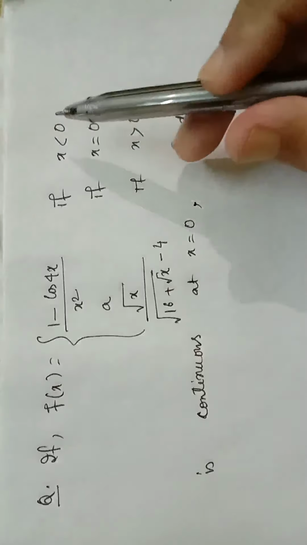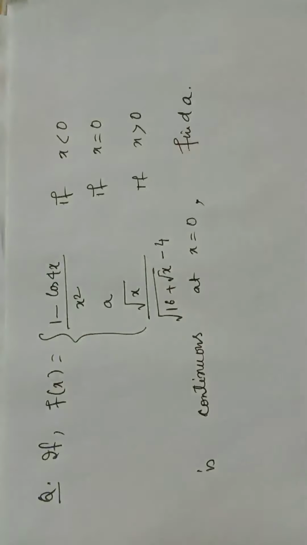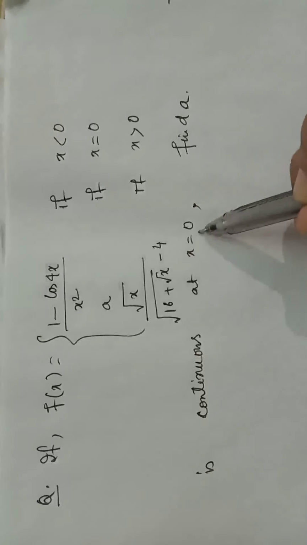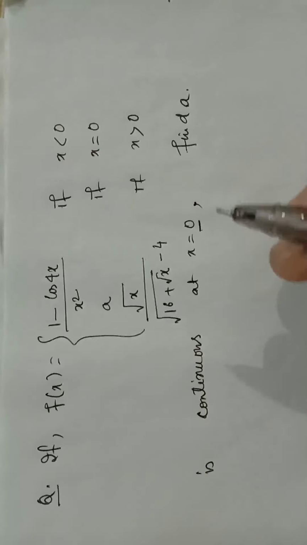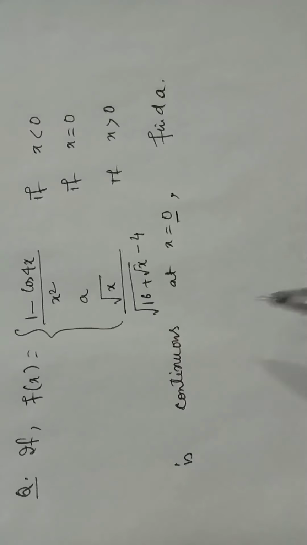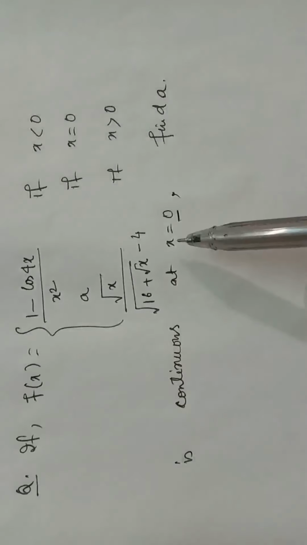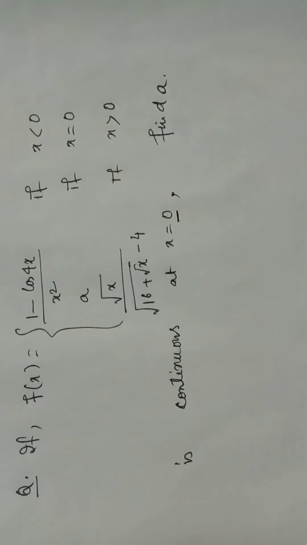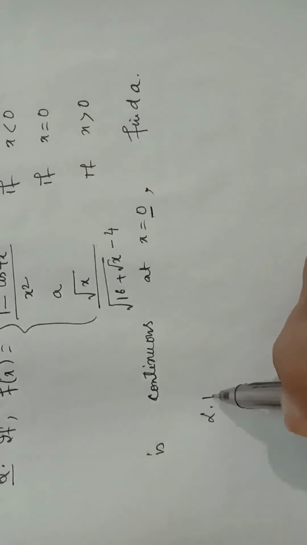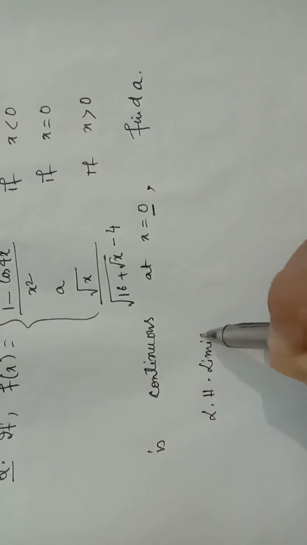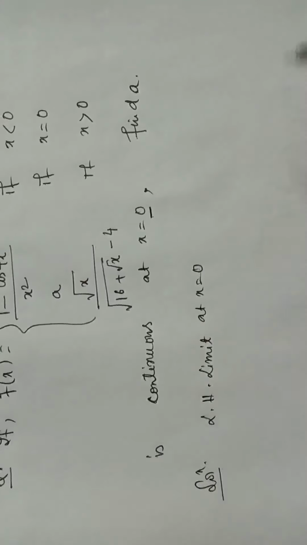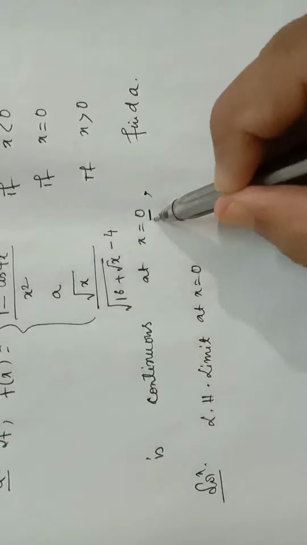As this is given in the form of less than, more than type, we will separately find the left hand limit and right hand limit at x equal to 0, and then we will equate. Given this function is continuous at x equal to 0, let us first find the left hand limit at x equal to 0, because you have to test the continuity at x equal to 0.